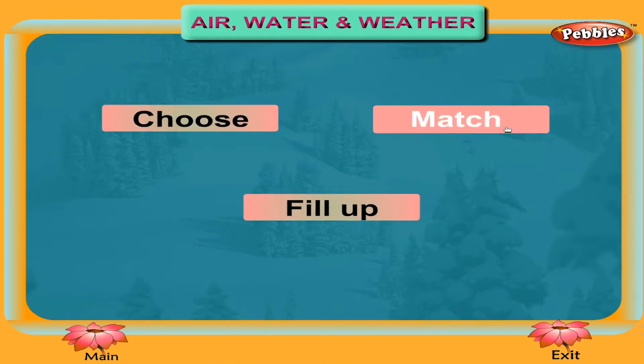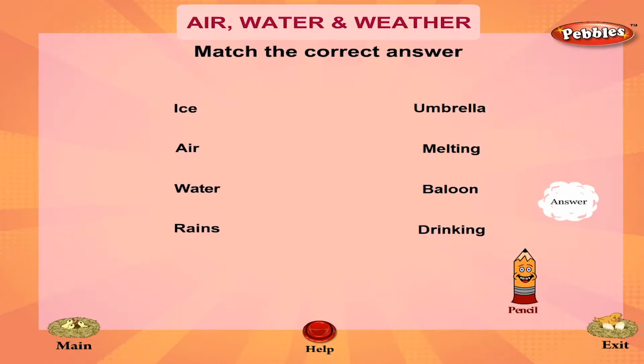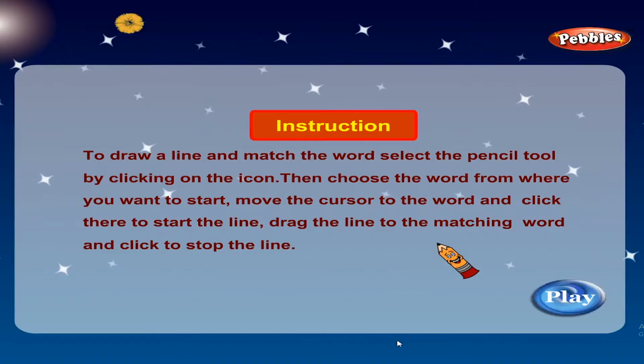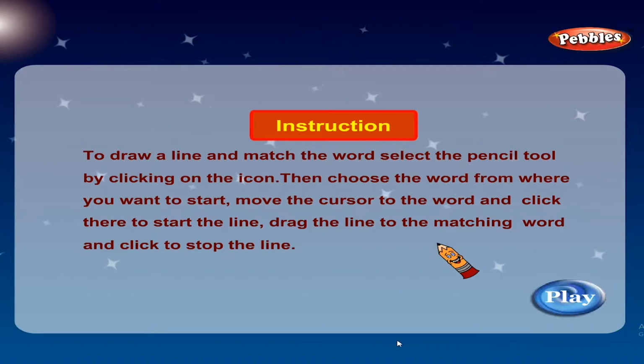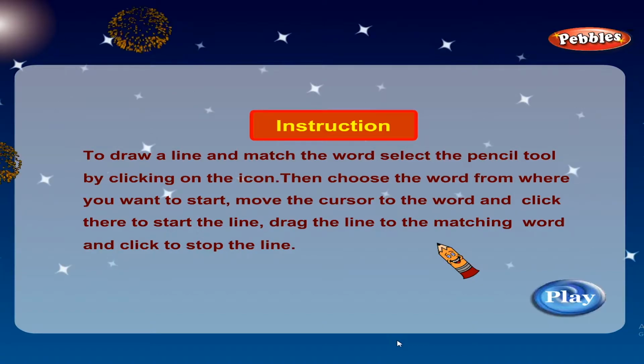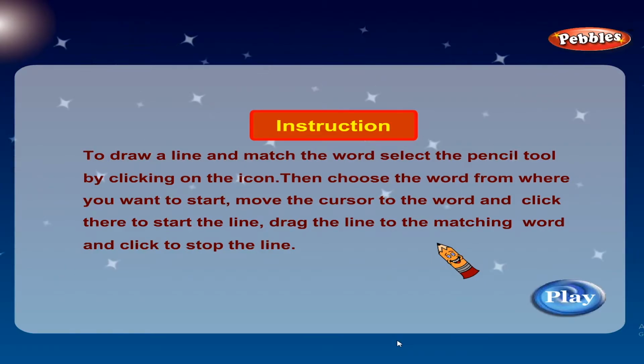Match the picture. Help. To draw a line and match the word, select the pencil tool by clicking on the icon. Then choose the word from where you want to start. Move the cursor to the word and click there to start the line. Drag the line to the matching word and click to stop the line. Play.